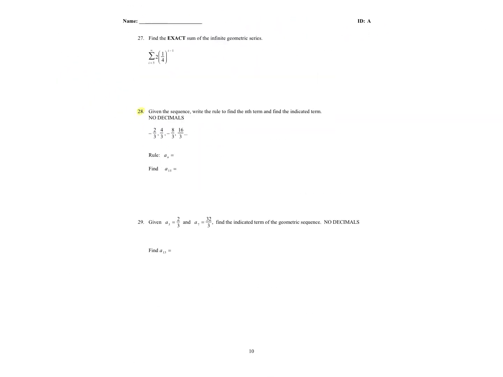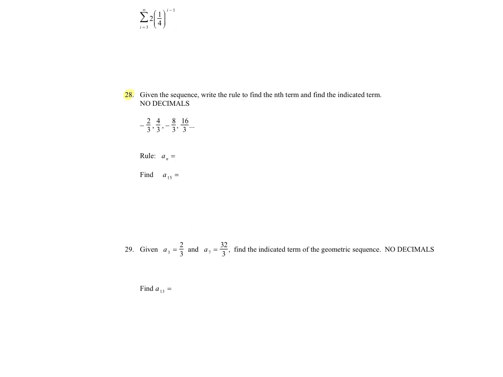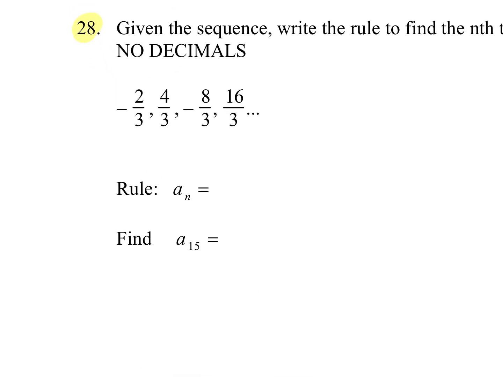All right, next page, let's do 28. So given the sequence, write the rule to find the nth term, find the indicated term. No decimals. So first we want to see, is this a geometric sequence or arithmetic? Are we adding or multiplying to get from one number to the next? Multiplying what? Awesome, we're multiplying just 2? If it goes from being negative to positive, negative, positive, what are we multiplying? Negative 2. So we're multiplying negative 2.